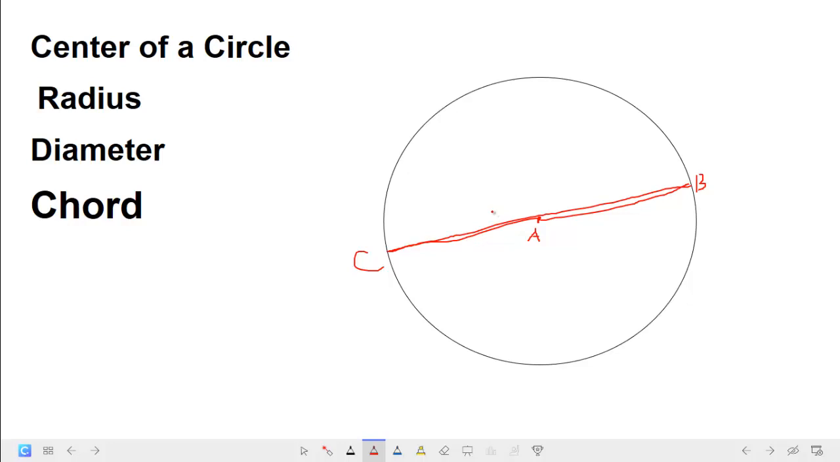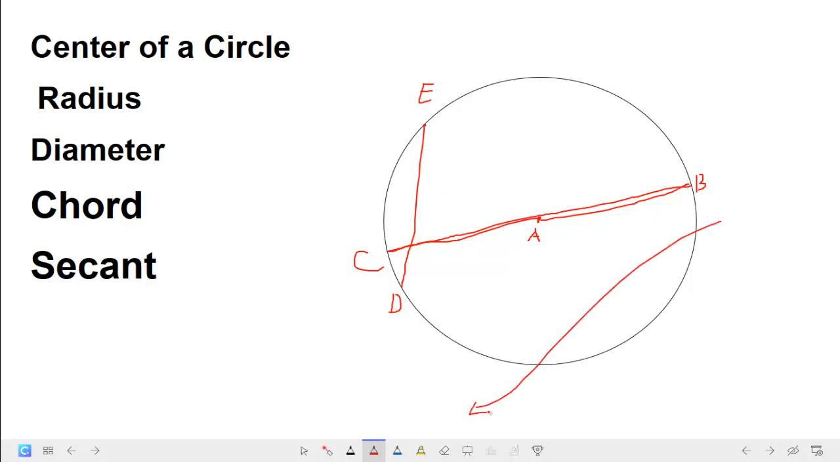A chord is any segment that has endpoints on the circle, from this point to this point. These are called chords. For example, this is D and this is E, so DE is a chord. A secant is a line that contains a chord. For example, this is F and G. Then we call this one secant line FG.